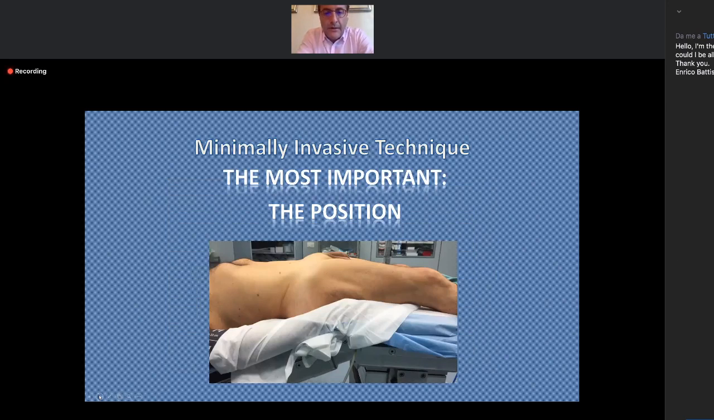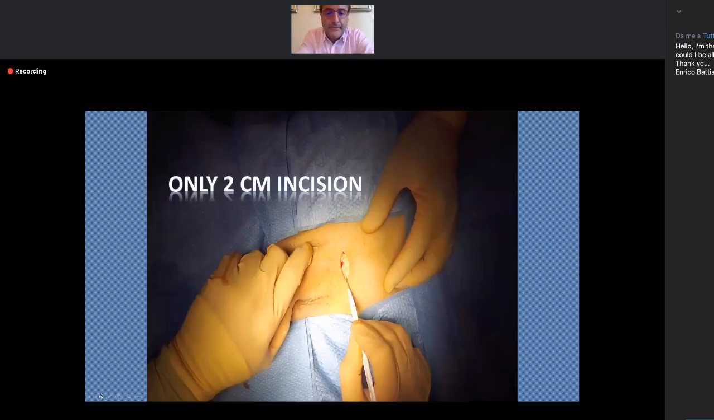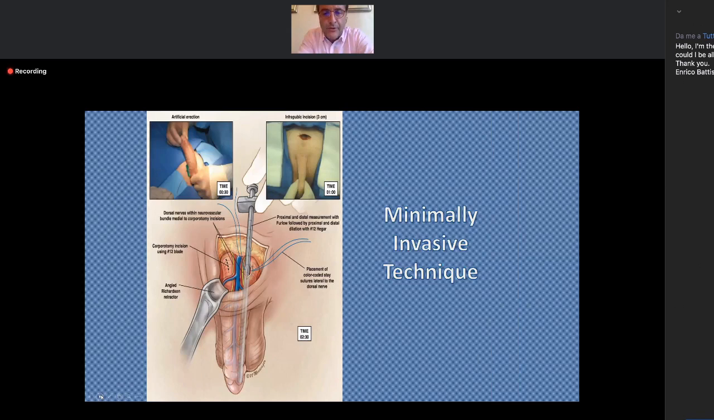Very important, the most important thing is the position. If you don't put the patient in this position, you can't do the infrapubic approach because you can't dilate the corpora very well. Next. Only a 2 centimeter incision. Next. Between the pubic bone and the penis.